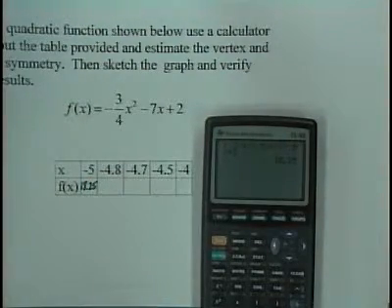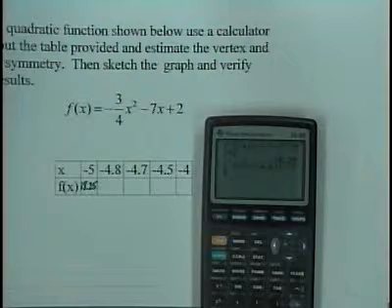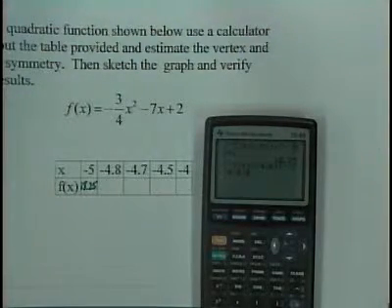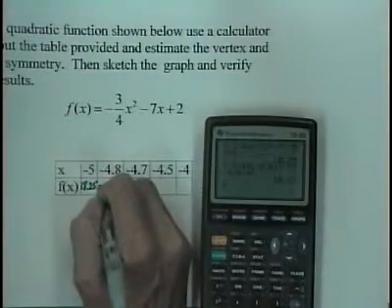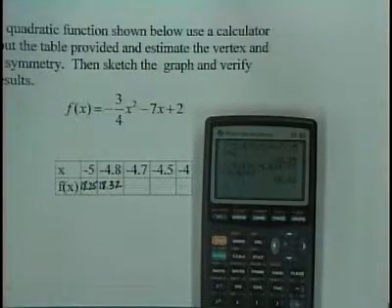Now I want to do that for negative 4.8. So I want to find negative 3 divided by 4, close parentheses, times negative 4.8, close parentheses, squared, minus 7 times negative 4.8, close parentheses, plus 2, and I end up with 18.32. A little bit more than I just found.